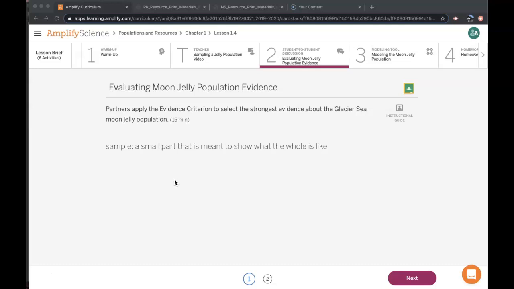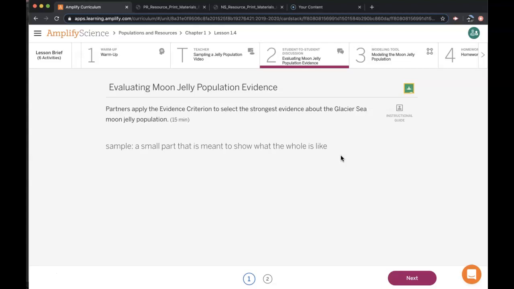Some samples do a better job of representing the whole entire population than others. So a sample is a small part that is meant to show what the whole looks like. An example is if I give you a survey and I have one, it's just the seventh grade. So I give all the seventh graders a survey. We might use those results to represent the population of all middle school students. So it's one small sample, and we can use that to represent the entire population.